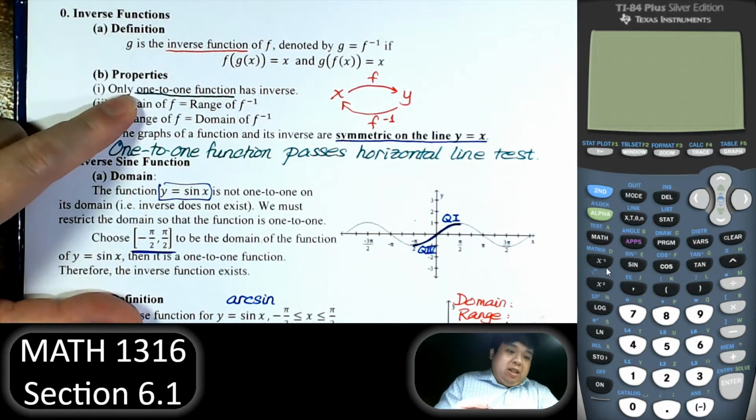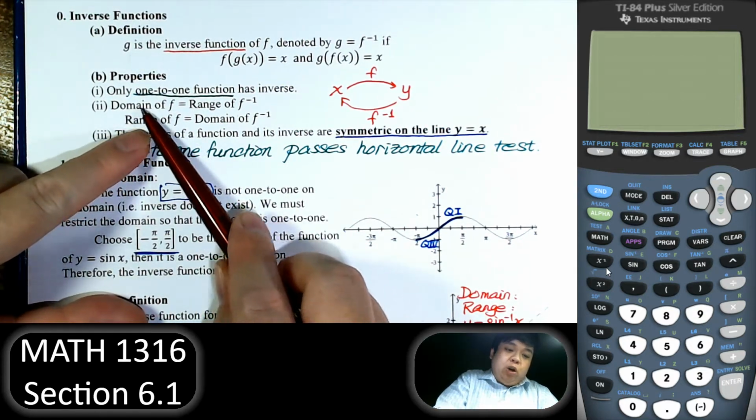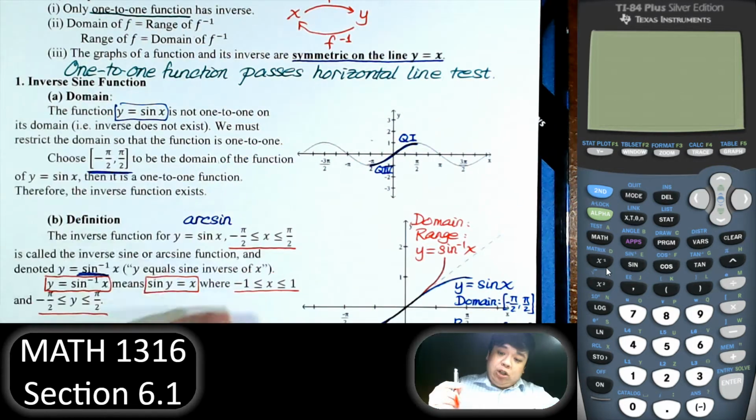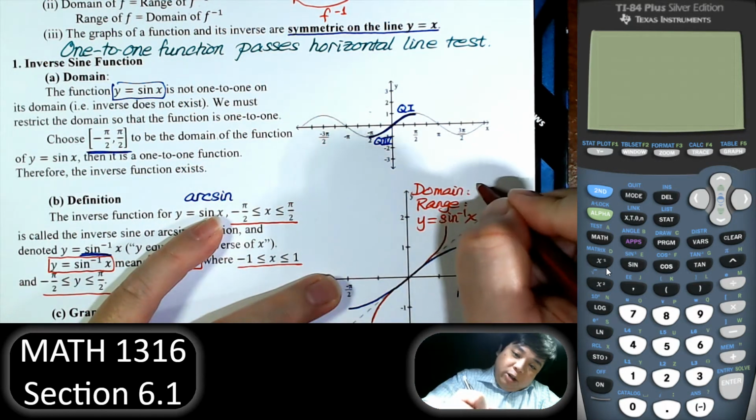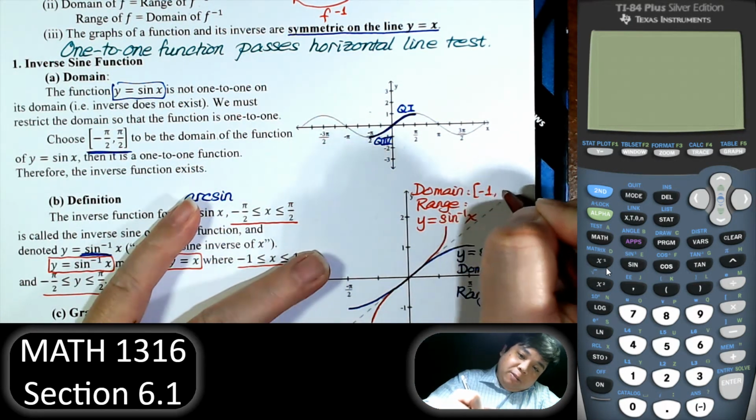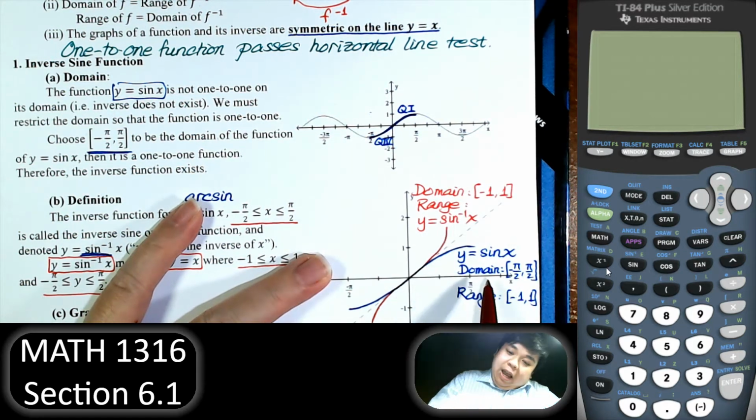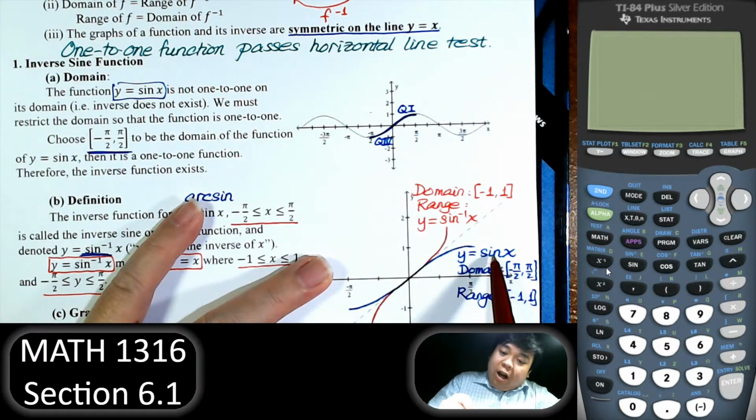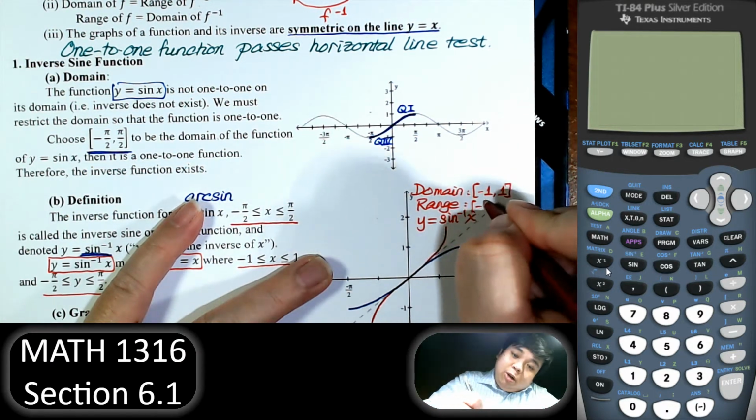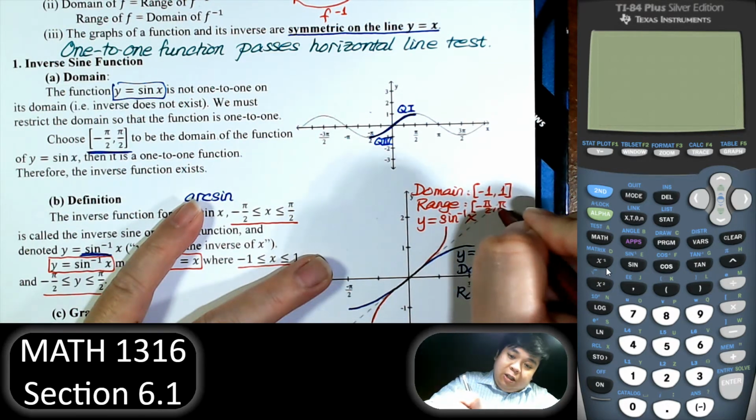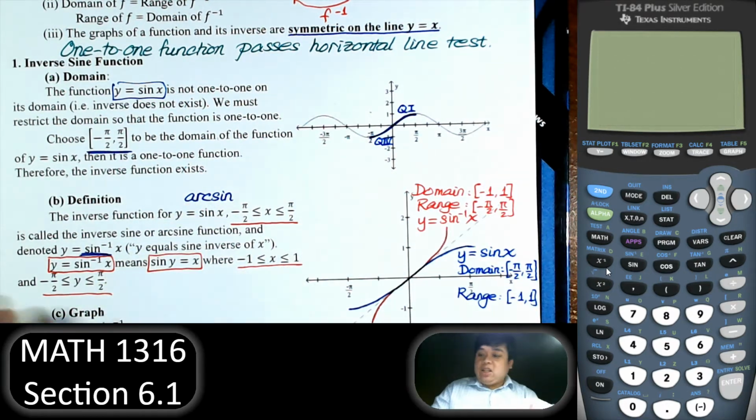As one of the properties of inverse functions, the domain and range of the function and its inverse interchange. So the range of sine x is negative 1 to 1. That will be the domain for the inverse. And the domain of sine x, negative pi over 2 to pi over 2, will be the range of the inverse. So pretty much we switch the domain and range, switch x and y.